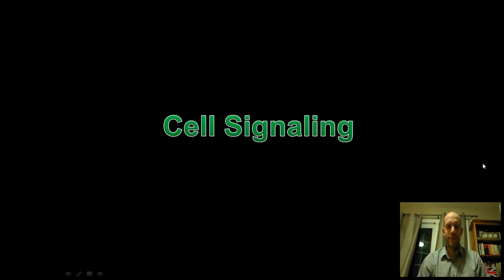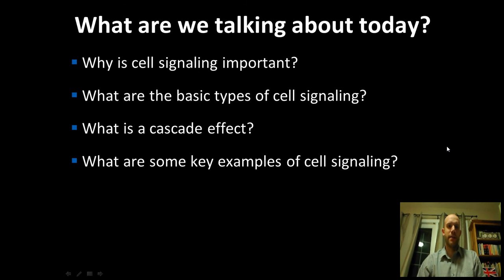Hi all, so welcome to this session on cell signaling. Today we're going to be talking about why cell signaling is really important. We're going to talk about what the basic types of cell signaling are, the three main types. We'll also look at the cascade effect and then some specific key examples of cell signaling.